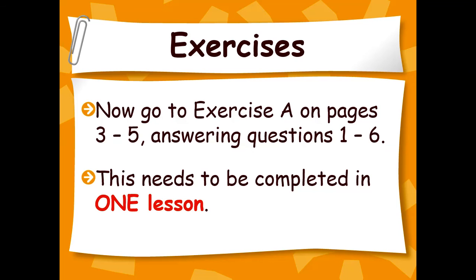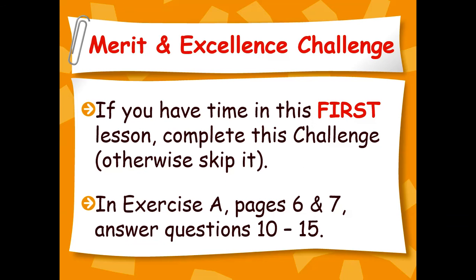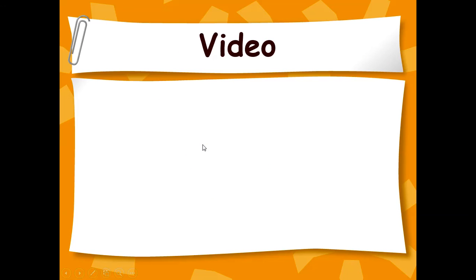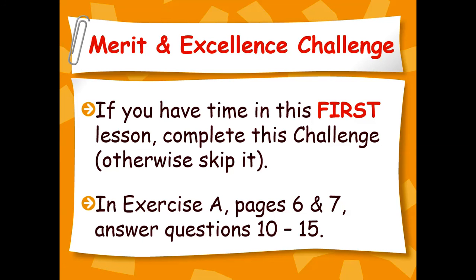So now what I want you to do is go on to page 3 and find exercise A, and go through and answer questions 1 through to 6. We haven't got much time for the learning in this topic, so you need to finish this exercise within 1 lesson. If you get that done very quickly, then the next piece is a Merit and Excellence Challenge. That would still be exercise A, but going through and looking at pages 6 and 7 and answering questions 10 to 15. Again, you have to complete this. You've only got 1 lesson allocated to complete exercise A.